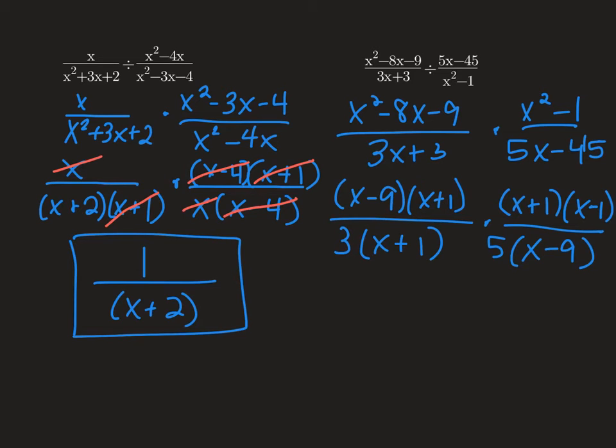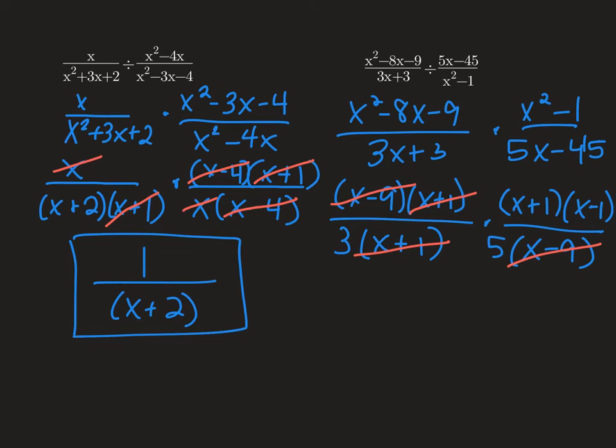All right, so now let's go through and reduce the like terms. So I see an x minus 9 in the numerator and x minus 9 in the denominator. And I see lots of x plus 1s, but only 1 in the denominator, so I can only cancel out 1 in the numerator. It doesn't really matter which one, just that I'm canceling 1 out.